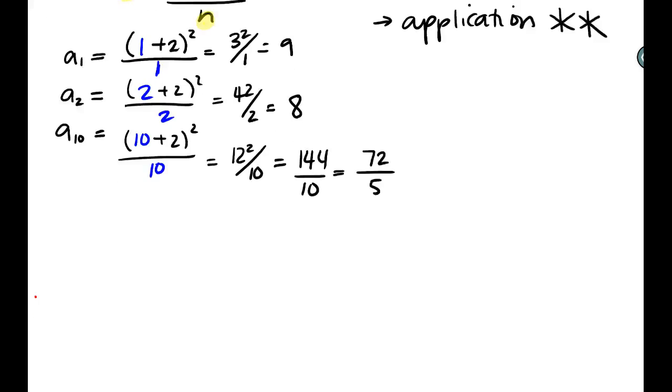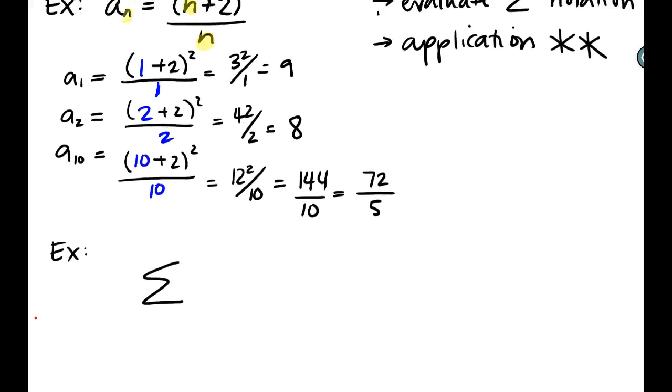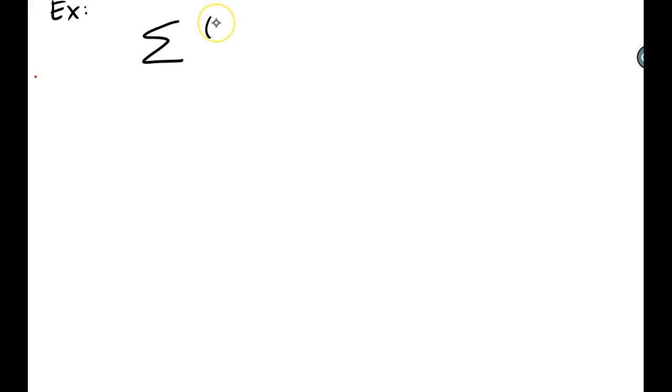So the second example thing we need to be able to do is we need to be able to evaluate the sigma notation. So we could do something like this. We'll use that same sequence. What was that? n plus 2 squared over n. And we could do something like, let's start with n is equal to 2, and let's go up to 5.